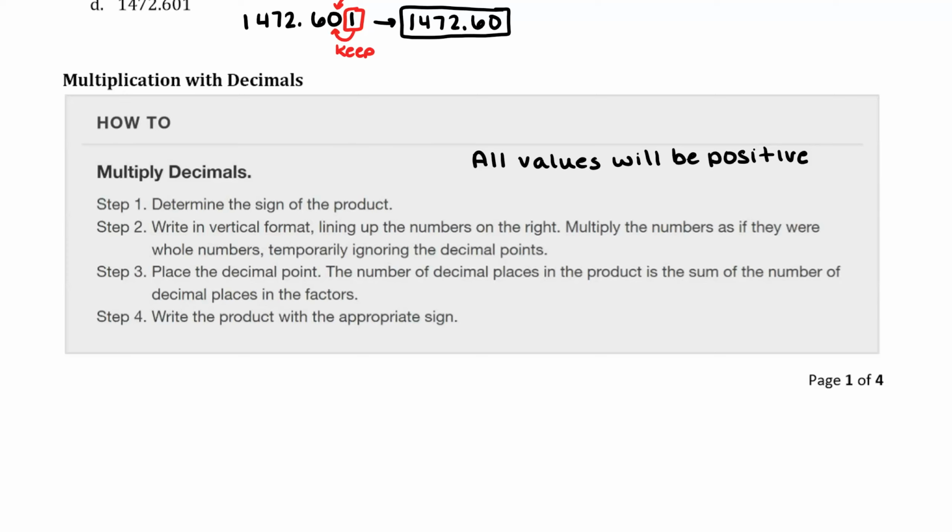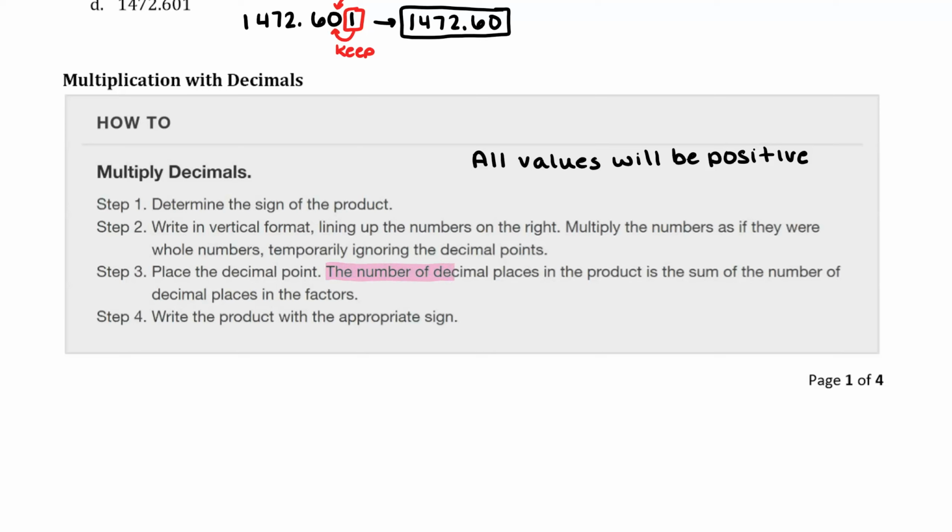We're going to write our numbers in a vertical format just like we did for regular multiplication, but we're still going to line them up to the right. So we're not trying to put decimal over decimal. We're just right justifying our multiplication problem. And then we multiply just like normal. But then at the end, we're going to have to put the decimal point in. And this is where the magic happens.